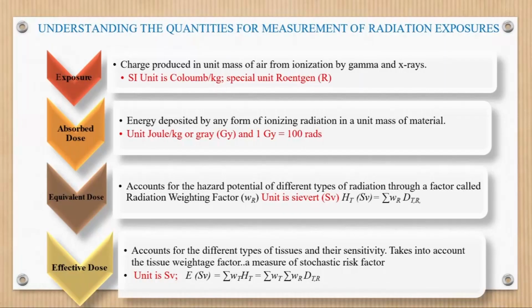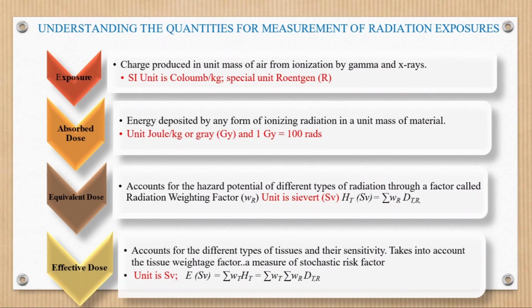Air also consists of atoms. So the atoms of air get ionized, and because of that ionization, whatever energy is deposited or charge produced per unit mass is called the exposure. The unit of exposure is coulomb per kg, and its special unit is the Roentgen.